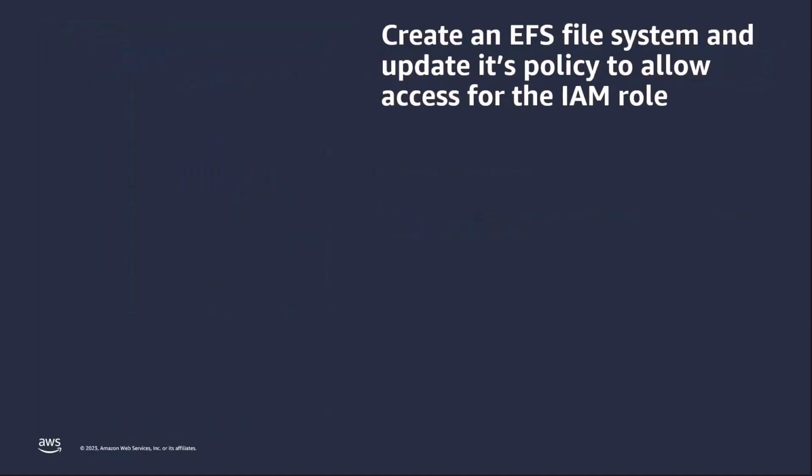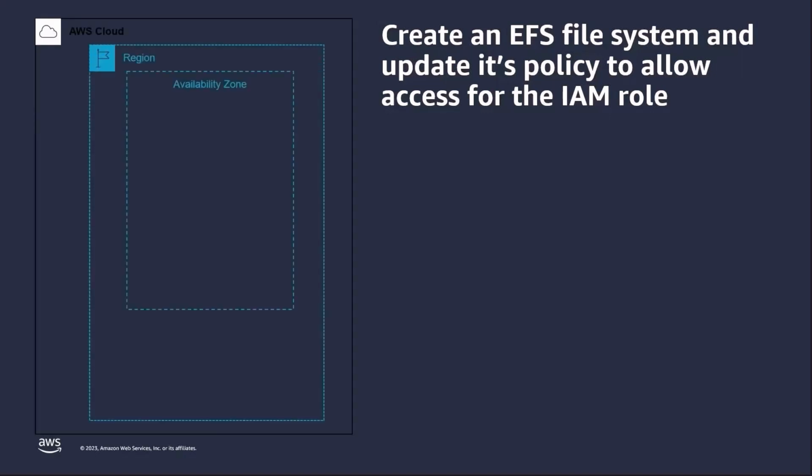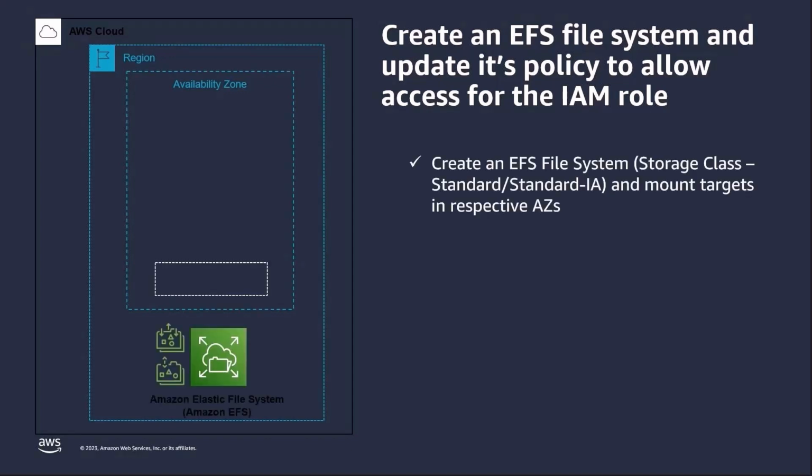The next step is to create an EFS file system if it is not already created and update its security policy to allow access to the IAM role we created in the last step. This is to make sure the RDS Oracle instance has permissions on the EFS file system. We use the standard or standard IA storage class to create the file system. We would create the mount targets in the respective availability zones. We also update the policy to allow access for the newly created IAM role.